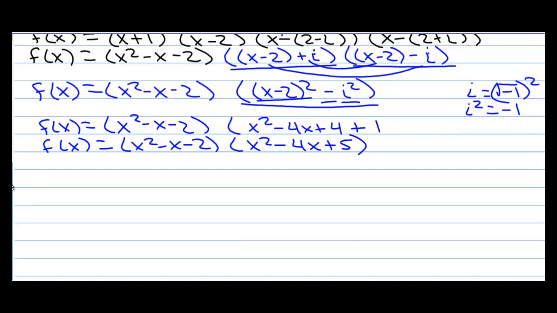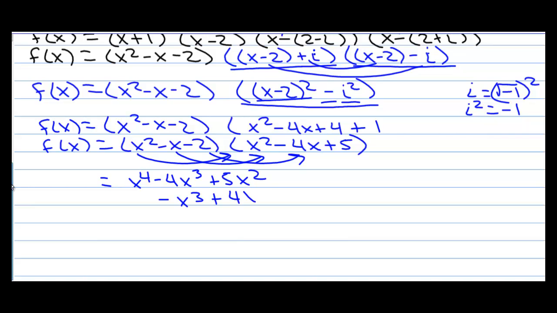Now let's distribute the x squared through, the negative x through, and the negative 2 through. We get x to the 4th minus 4x to the 3rd plus 5x squared. And then we have negative x to the 3rd plus 4x squared, and then minus 5x.